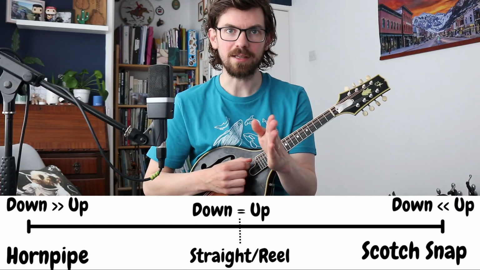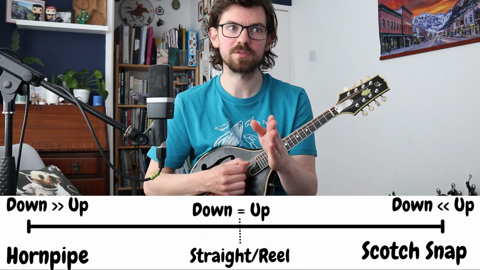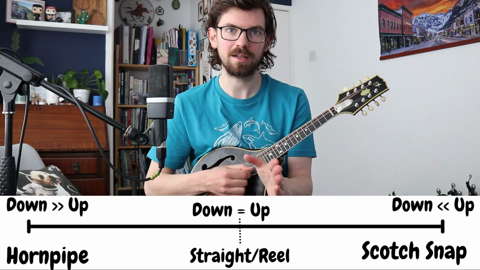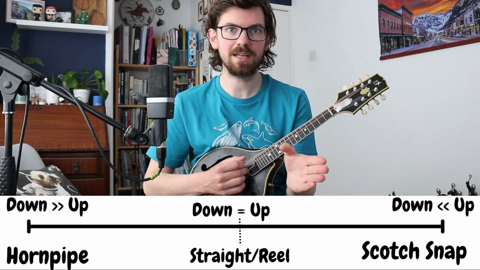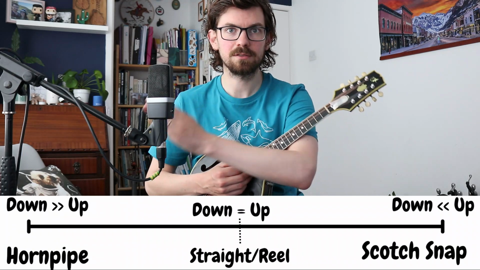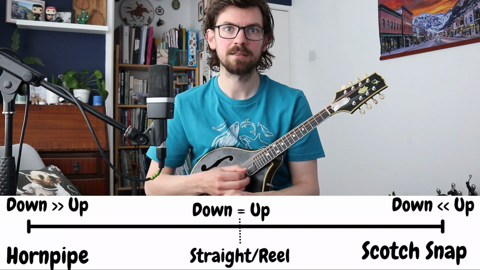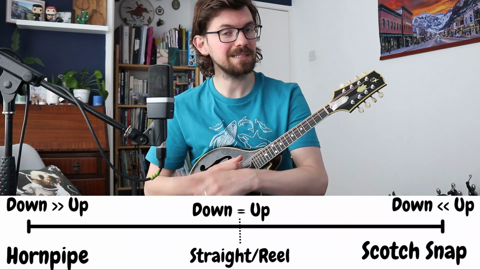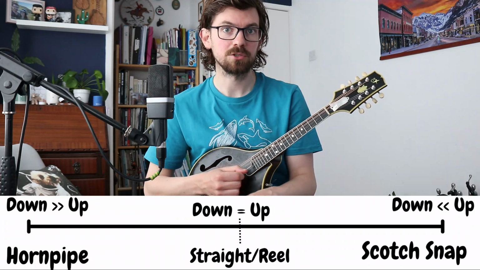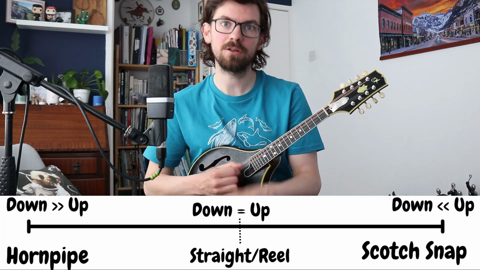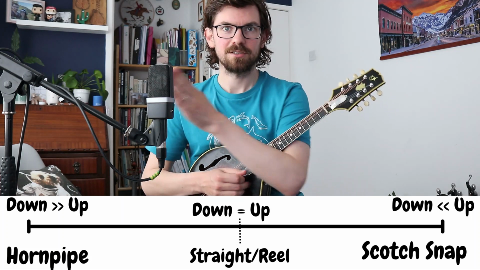If you're playing just eighth notes, D and A string, that is straight. So downs equals ups, 1 and 2 and 3 and. If you were to change that relationship and have a dotted eighth note and a 16th note, it's now a long down and a short up: down, up, down, up, long, short, long, short, long. So we're over here on this scale.